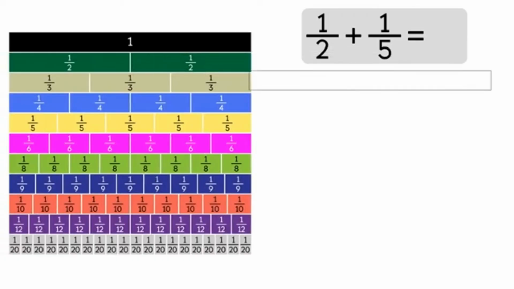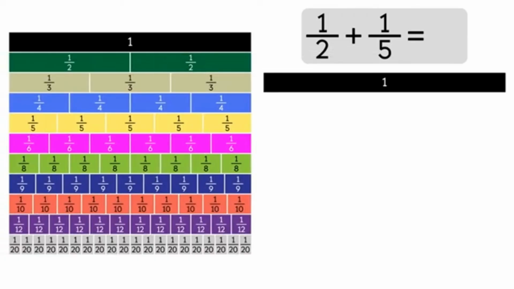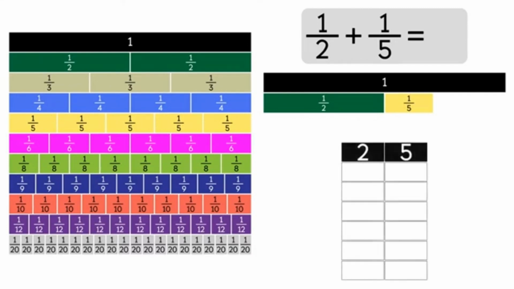We'll put the 1 whole as a benchmark to see if our sum is less than 1 or greater than 1. Now let's put the 1/2 strip and the 1/5 strip next to each other. To find the common denominator, we're going to use multiples. Let's list the multiples of 2: 2, 4, 6, 8, 10, and so on.